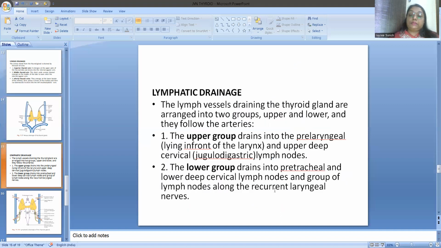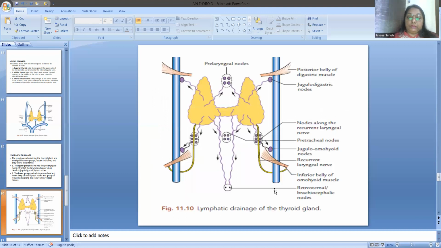Okay, now we will see the lymphatic drainage. The lymph vessels drain into the lymph nodes. These are arranged in two groups, upper and lower, and they follow the arteries. The upper group drains into the prelaryngeal and upper deep cervical lymph nodes. The lower group drains into the pretracheal and lower deep cervical lymph nodes and a group of lymph nodes along the recurrent laryngeal nerves. So we can see in this diagram these are the lymph nodes where the lymph drains.